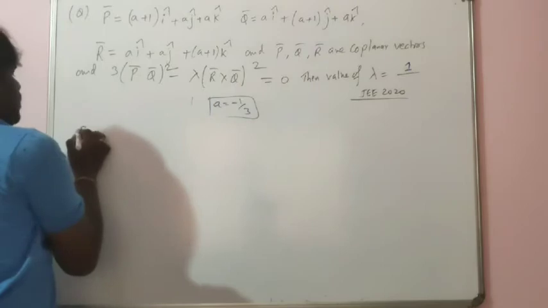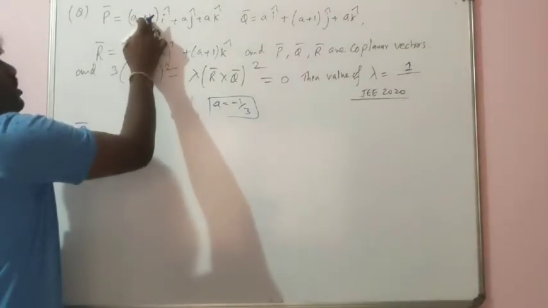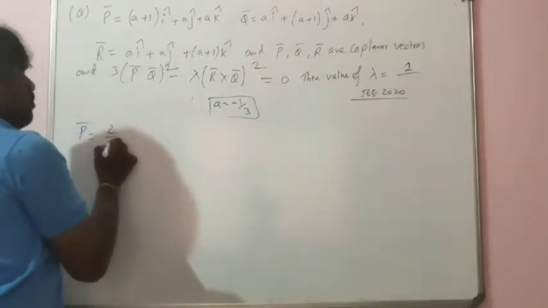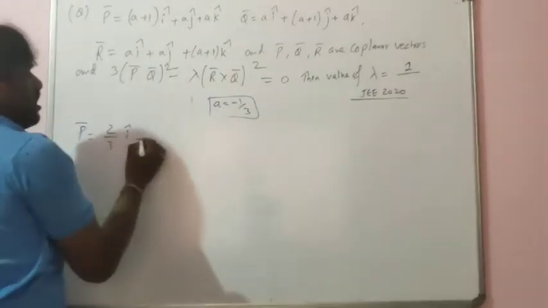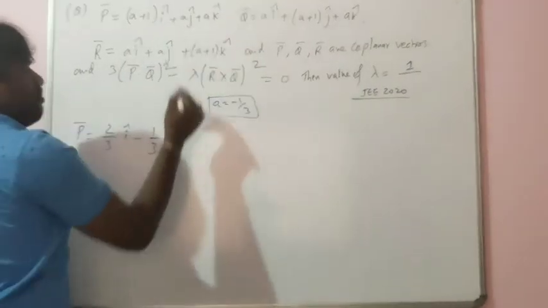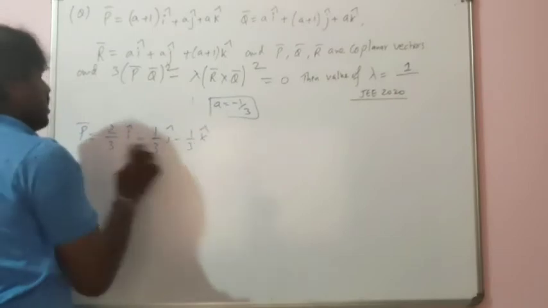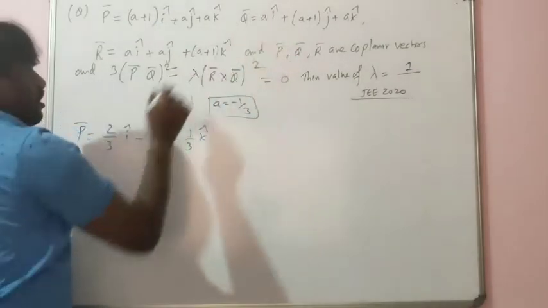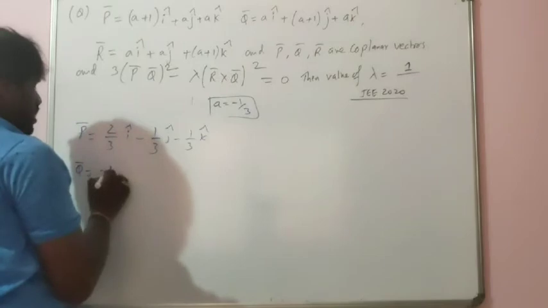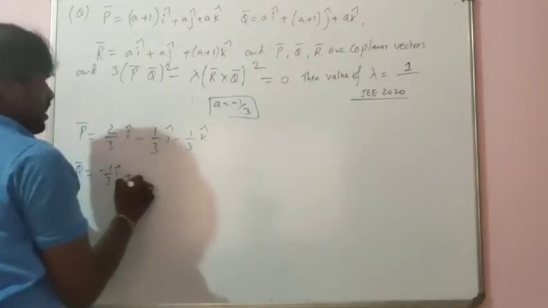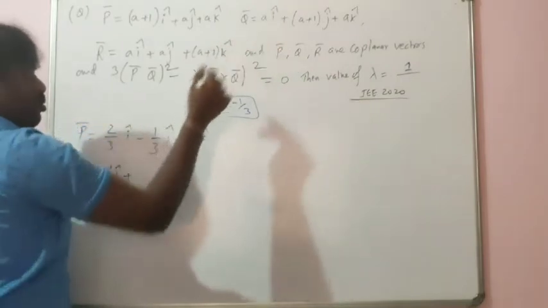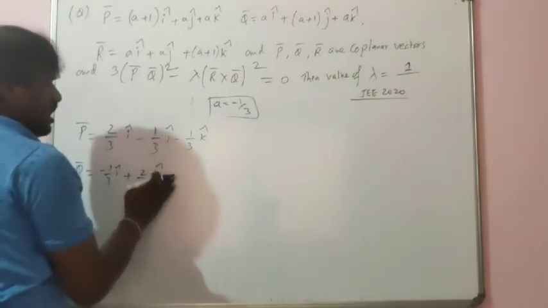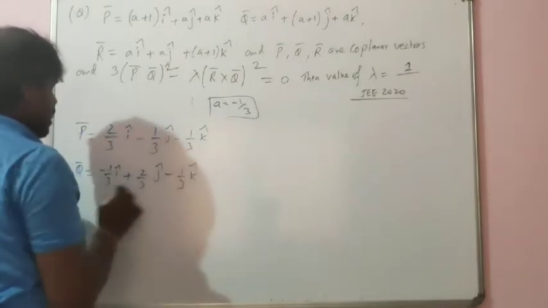What is the p vector here? Substituting a as minus 1 by 3, minus 1 by 3 plus 1 is 2 by 3. So the p vector is 2 by 3 i cap, minus 1 by 3 j cap, and minus 1 by 3 k cap. What will be the q vector? The q vector is minus 1 by 3 i cap, plus 2 by 3 j cap, and minus 1 by 3 k cap. This is the q vector.